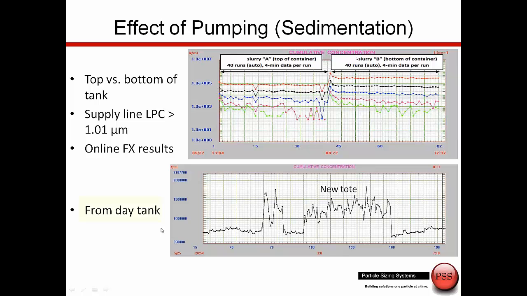What we see in the lower graph is data. This is just particles larger than 1 micron. And what we're seeing is as a function of time, the slurry pumped from the day tank. And as we switch over the tote, we see this large increase. And we might want to take corrective actions and know that we should actually recirculate the sample from a new tote before we start sending it out to the tools where we're working with the CMP process.